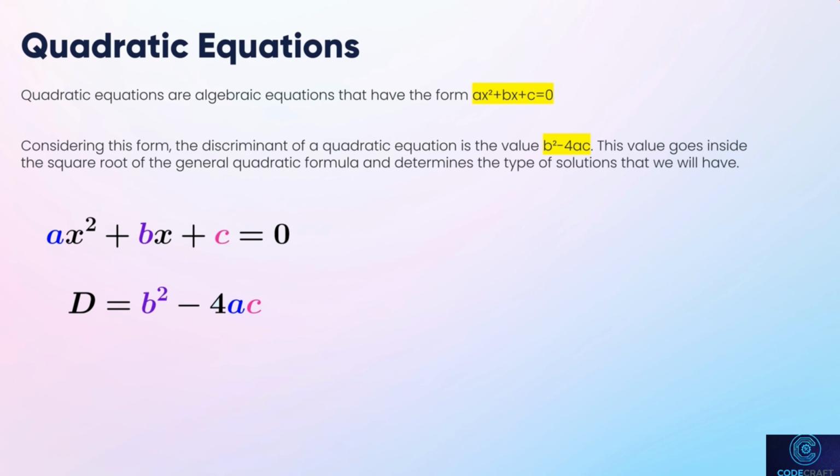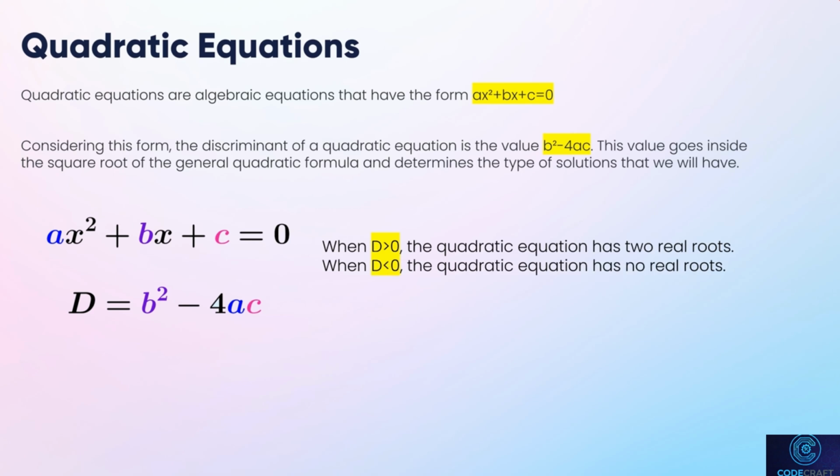we will have. If the discriminant is positive, D greater than 0, the quadratic equation has two real roots. When D is less than 0, the quadratic equation has no real roots. If the discriminant is equal to 0, the quadratic equation has a repeated or double root. A, B, and C are coefficients, and x represents the variable you are solving for.